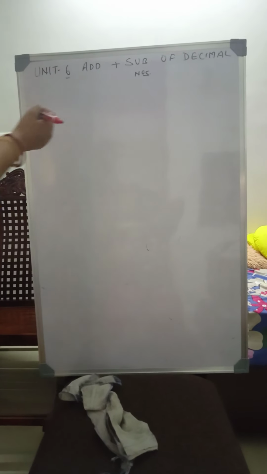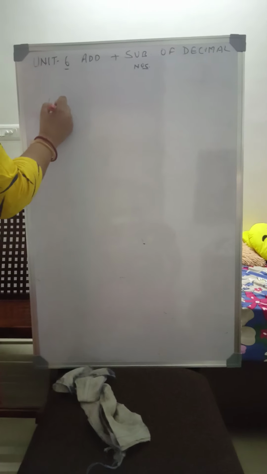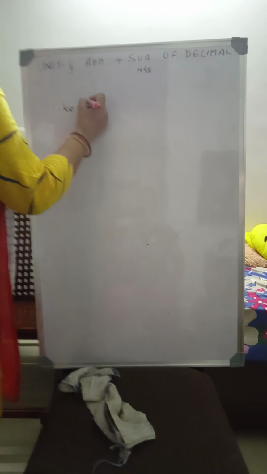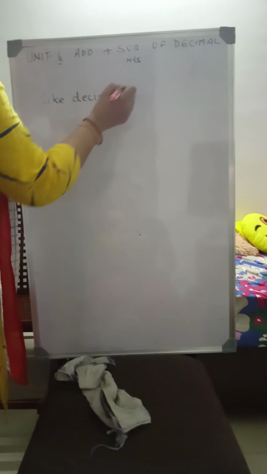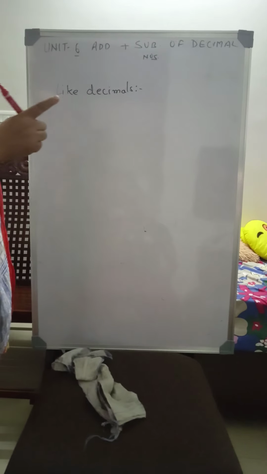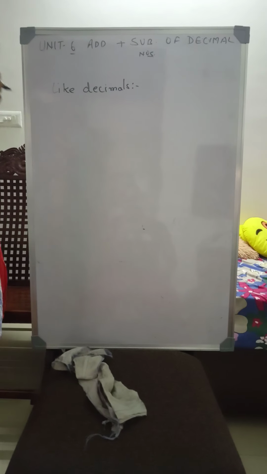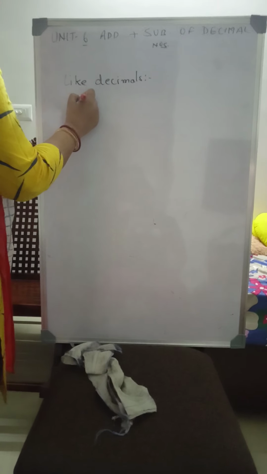Okay, now let us take an example of like decimals. Firstly, I will show you how to add like decimals. All of you know, children, what are like decimals? Like decimals are the decimal numbers which have the same number of decimal places, right? So here let us take an example.